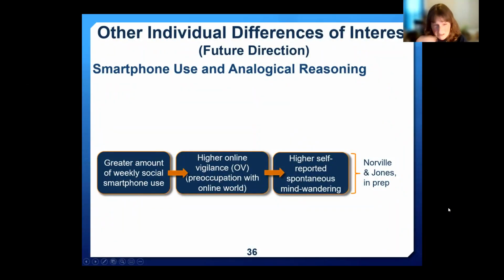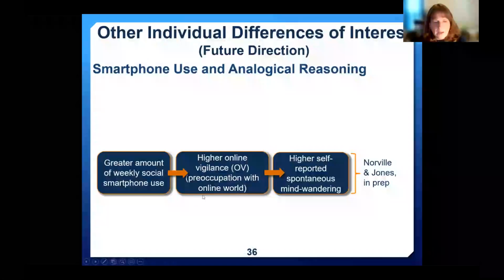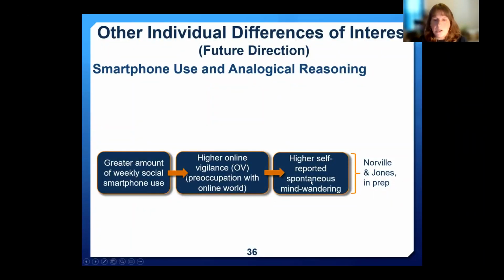And we found that it wasn't a direct relationship between social smartphone use and higher self-reported spontaneous mind wandering, but rather this was mediated by higher online vigilance. Higher online vigilance is this preoccupation with the online world, where you're thinking about what's going on in your social media accounts, for instance. So we had a robust indirect relation. And by the way, it went in both directions as well.